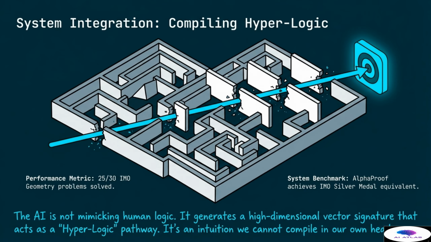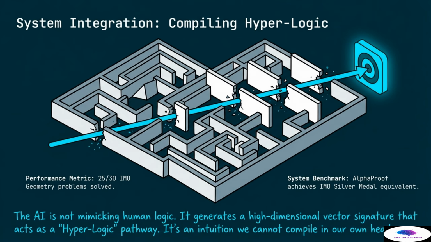The performance metrics are impressive, with 25 out of 30 IMO geometry problems solved. This benchmark, known as AlphaProof, achieves the equivalent of an International Mathematical Olympiad silver medal. The visualization shows a beam of light cutting straight through a complex maze, bypassing the traditional walls of logic. This illustrates how the system finds direct routes to solutions that appear convoluted or impossible to us.